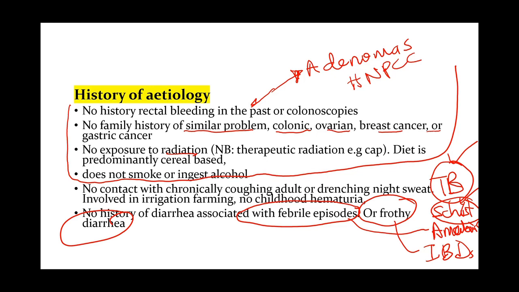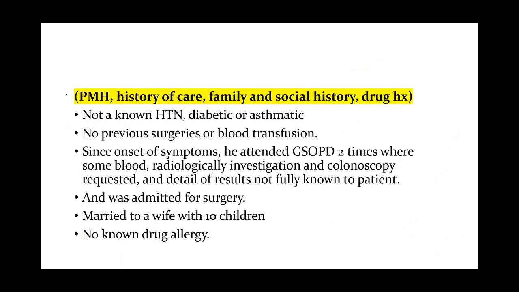So we've talked about the common differential diagnoses that are similar. All other aspects of the history will be similar to other aspects you are already used to. The past medical history: not a known hypertensive, diabetic, asthmatic, no previous surgeries or blood transfusions since onset of symptoms. We've all discussed this. You have to complete the other aspect of your history.